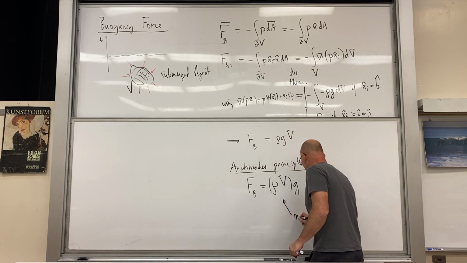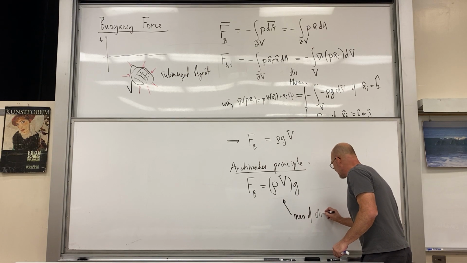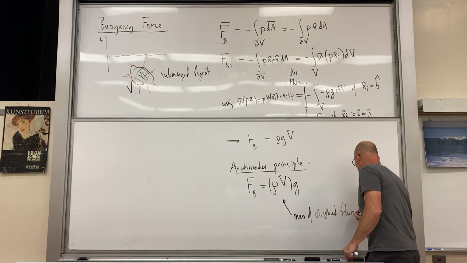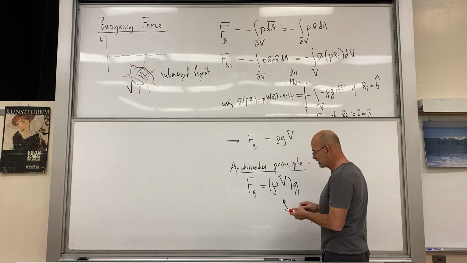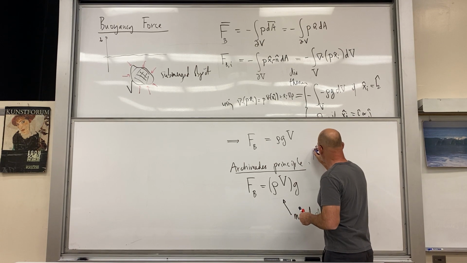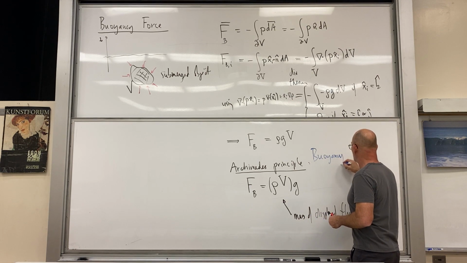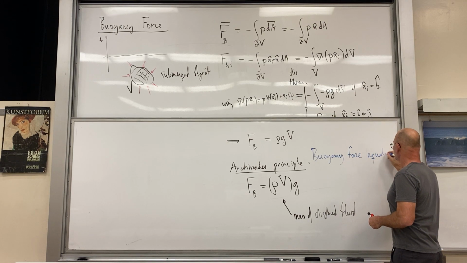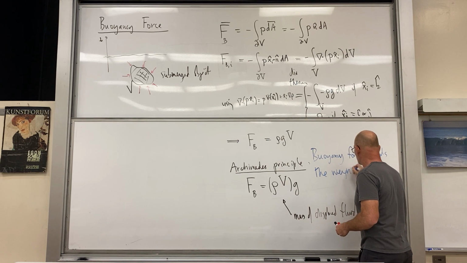So mass of the displaced fluid, and you multiply it by g, you get the weight. So Archimedes' principle, buoyancy force equals the weight of the displaced fluid.